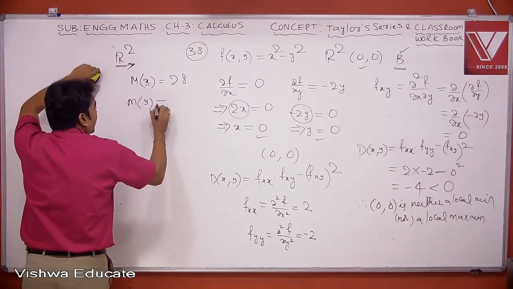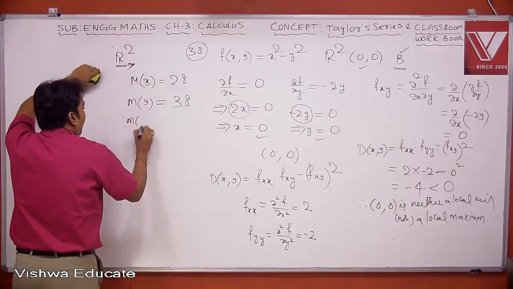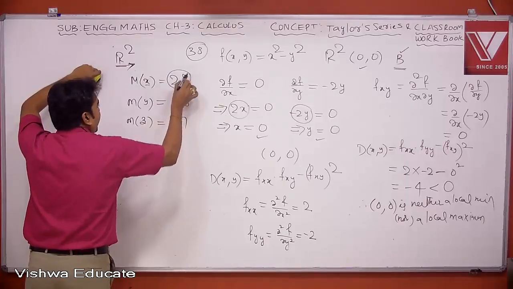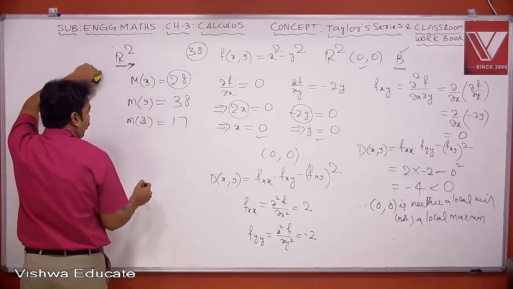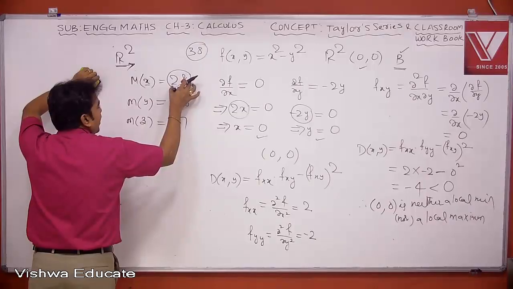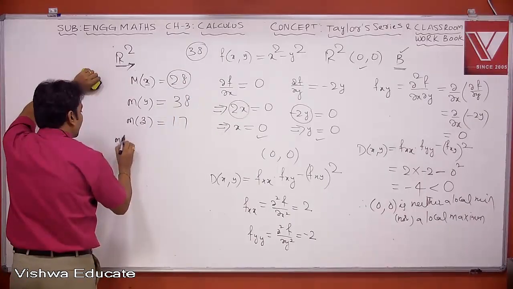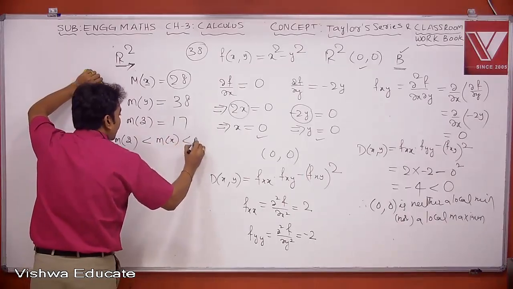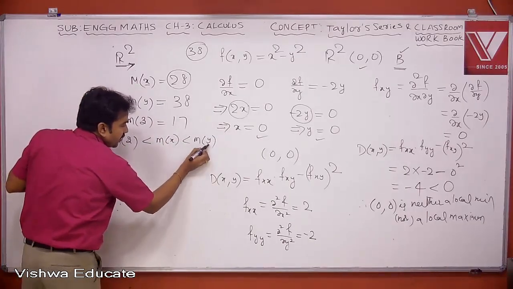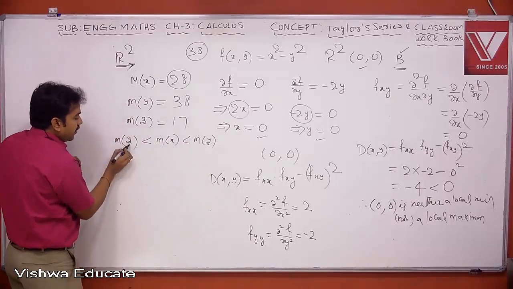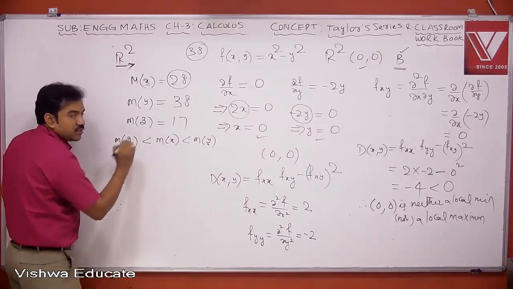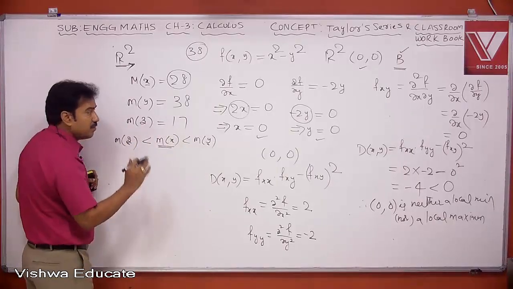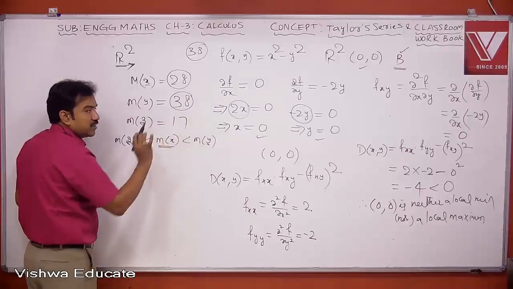Suppose marks of roll number y is, for example, 38, and marks of roll number z is 17. So this fellow's marks are 28, 17, 38. Therefore this fellow is neither a least topper nor a highest topper. That means here marks of z is less than marks of x, which is less than marks of y. So there is one student in the class whose marks dominate this fellow, and there is one fellow in the class whose marks are less than this fellow. Therefore this fellow is neither a least topper nor a highest topper.